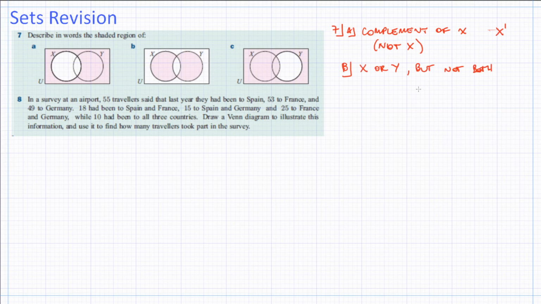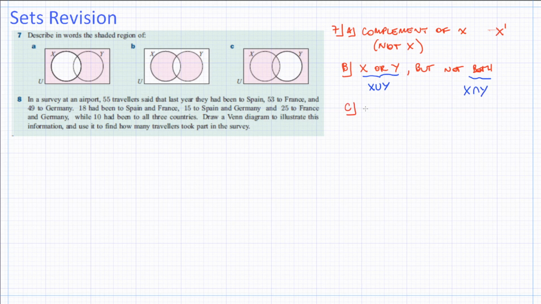Just for you to develop your mathematical vision, X or Y here, we're basically doing the union. I know that's not what the question's asking us, but you should be getting this. And both is the intersection. So basically we have our union, but we're not taking the intersection.